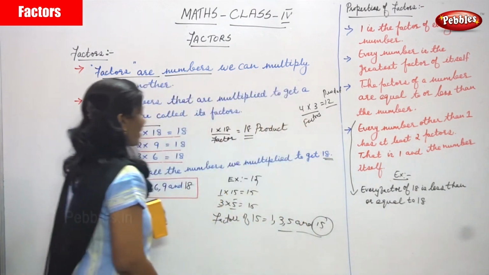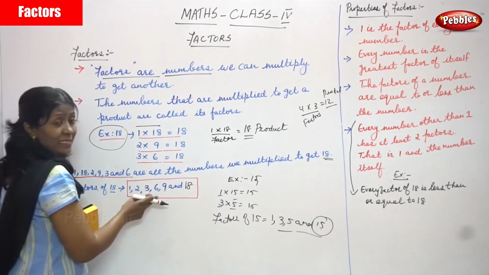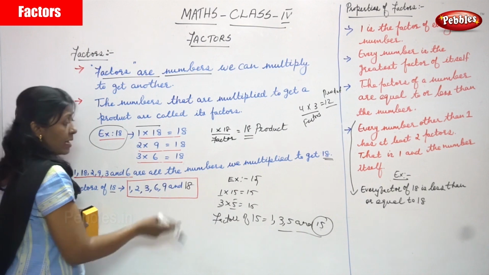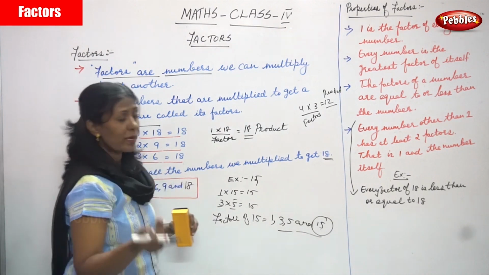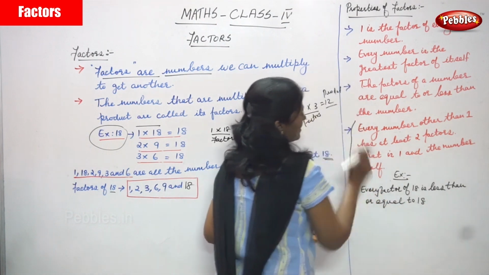For example, 18 factors mean you know that 1 is less than 18, 2 is less than 18, 3 is less than 18, 6 is less than 18, 9 is less than 18. But 18 is equal to 18. So that is what, every factor of 18 is less than or equal to 18.